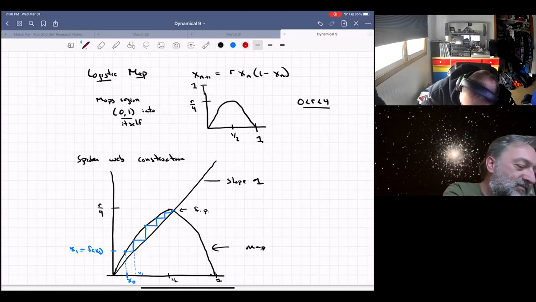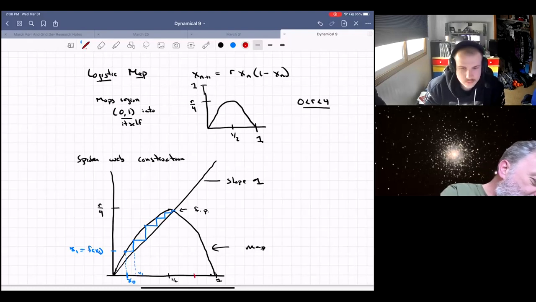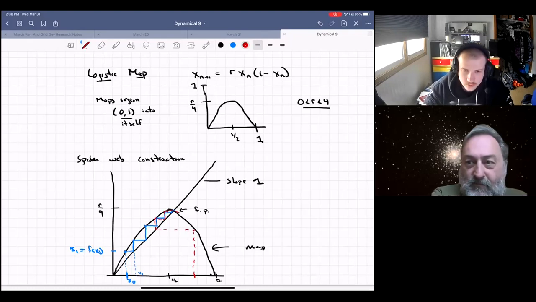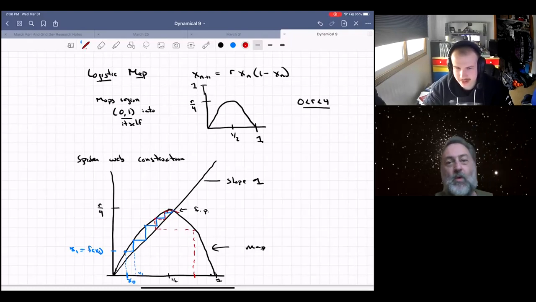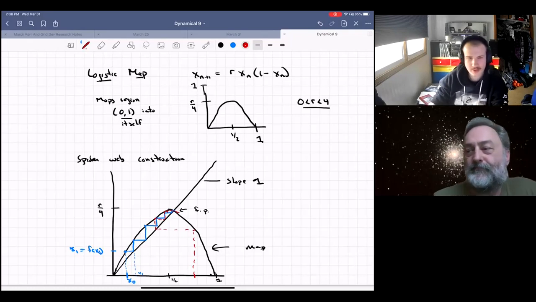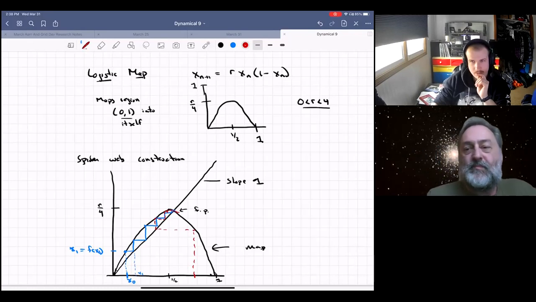If I've done this correctly, and my graph doesn't look great, but I pick another point over here, I could go up, over, and you can see I'm going to end up in the same spot. And this is a way to do it by hand. It's a way to graphically see how the map iterates.